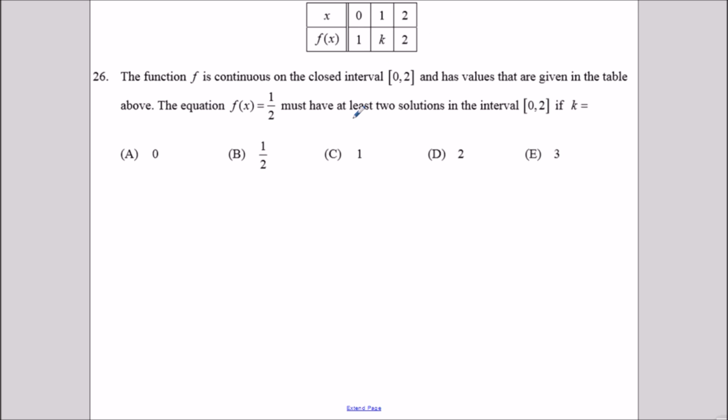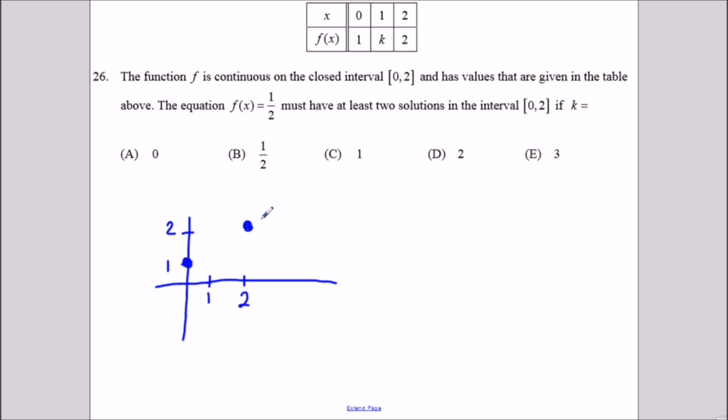Okay, for this question here, we have f is continuous on the closed interval from 0 to 2, and they gave us values in the table. And they're asking, the equation f of x equals 1/2 must have at least 2 solutions if k equals what? So my best advice for questions like this is, if you can, draw it out. So this thing is going from 0 to 2 on the y-axis and 0 to 2 on the x-axis. So if we look here, we're going to have 0, 1, and 2. So (0, 1) is definitely on this graph, and (2, 2) is on this graph.